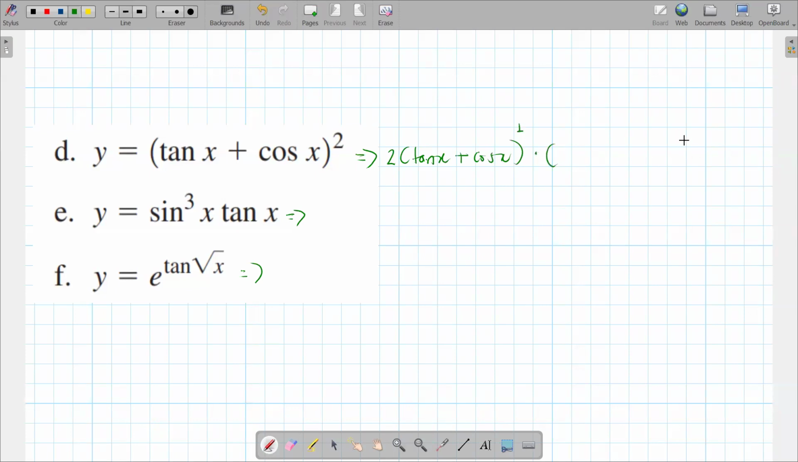And then the chain rule component, what do we multiply that by? Secant squared x. And what's the derivative of cosine? Negative sine x. Done. Okay, what about e?